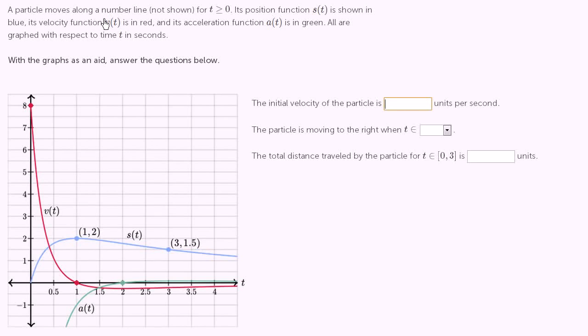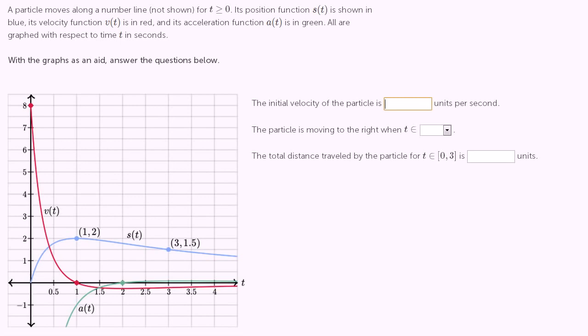A particle moves along a number line not shown for t is greater than or equal to 0. Its position function s of t is shown in blue, so this is its position as a function of time. Its velocity function v of t is in red, that's velocity, and its acceleration function a of t is in green. All are graphed with respect to time t in seconds. With the graphs as an aid, answer the questions below. So that's what's going on here.